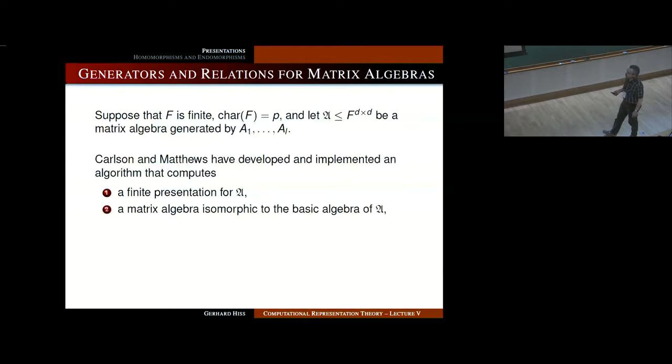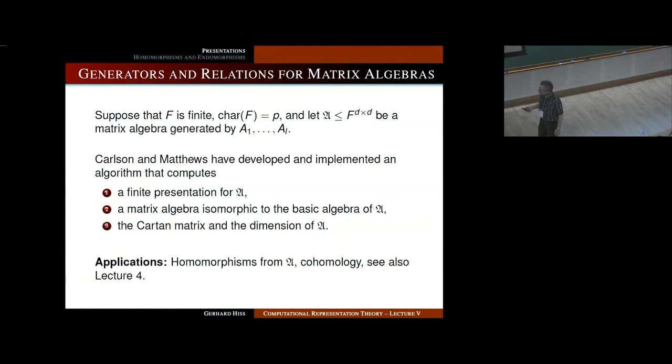It produces a matrix algebra isomorphic to the basic algebra of A, and while I present the algorithm, I'm going to recall what the basic algebra of A is, or what one basic algebra of A is. The Cartan matrix and the dimension of A.